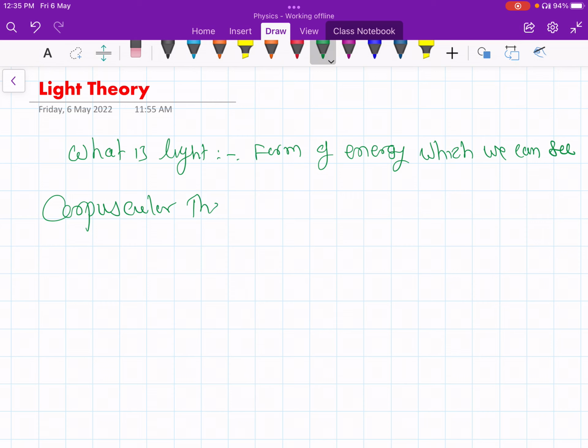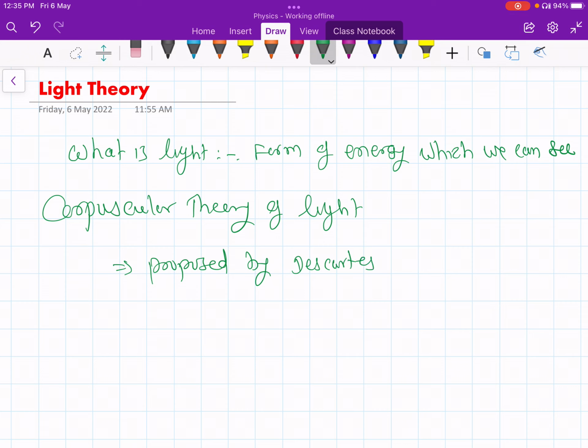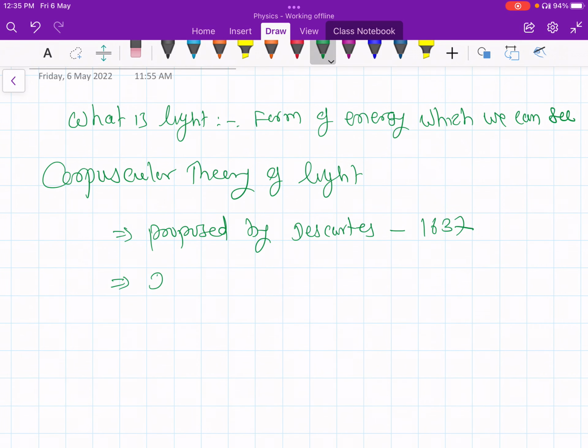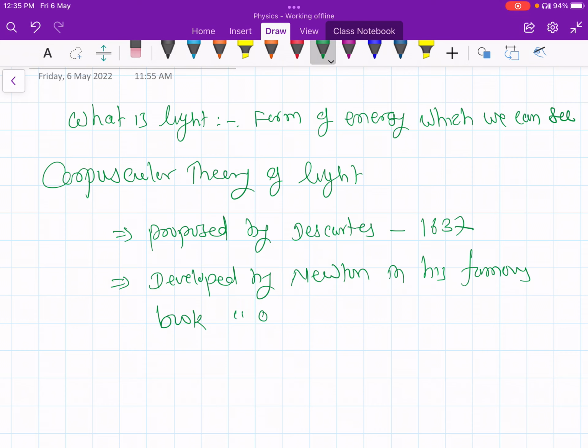Corpuscular theory of light. This theory of light was proposed by the Dutch scientist Descartes in 1637. But it was developed by Newton in his famous book named Optics. This book was very popular in those days, and so this corpuscular theory of light is attributed to Newton and not Descartes.